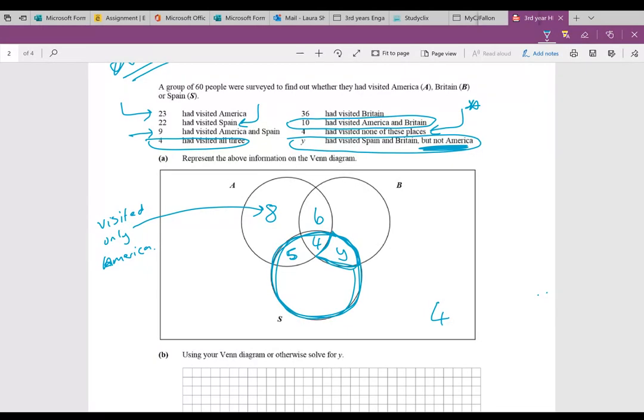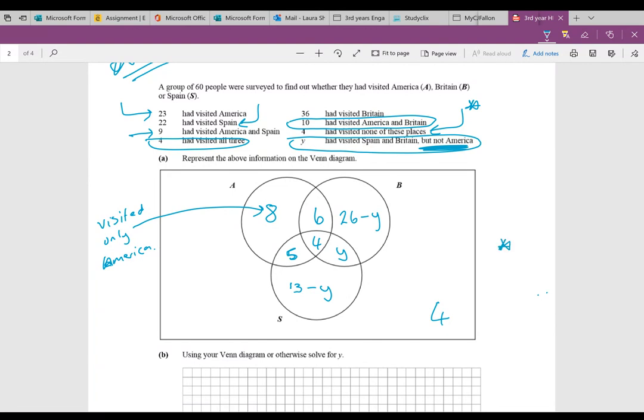Okay, which leaves us with 13. And I also have to subtract the y. So 22 people, minusing the 5 and the 4 that are already in that circle, and minusing the y. So I'm left with 13 minus y. 36 people had visited Britain. I've already accounted for 6 and 4 people, and I've already accounted for y people. So 26 minus y. And being able to fill out that entire Venn diagram is seriously important, okay?